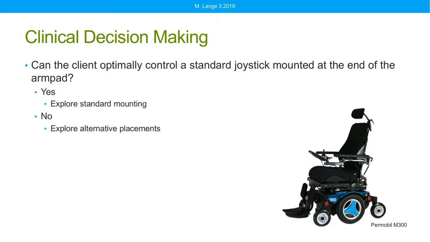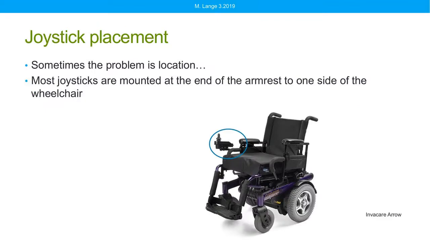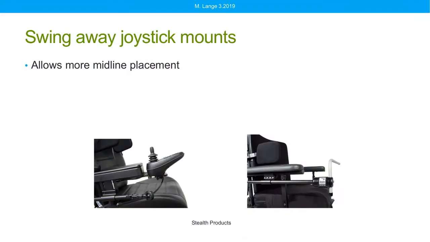However, I think often in this industry, we are guilty of trying to make the client fit the equipment instead of modify the equipment to best match the client's needs. If the client struggles with this position, we can look at alternative placements. So if the end of that arm pad doesn't work, we can look at a more midline placement.